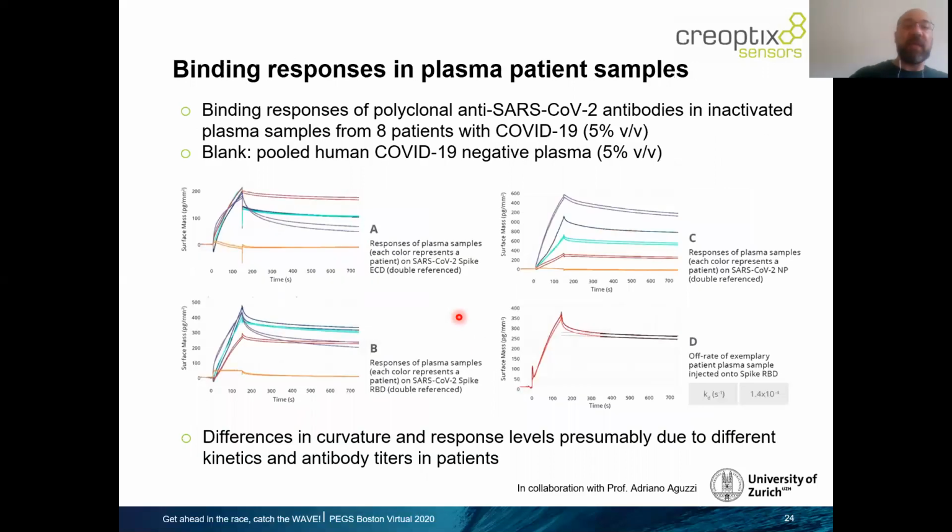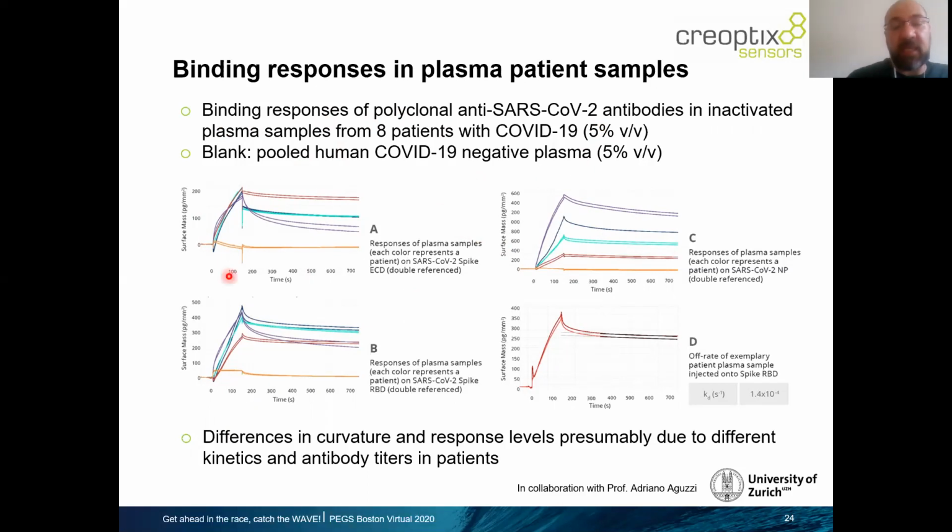And we went further, and we took samples from 8 patients that contracted COVID-19, and we could measure the binding responses of polyclonal anti-SARS-CoV-2 antibodies in inactivated plasma samples from these 8 patients. Each color here is a different patient. This is the data on the ECD, this is the data on nucleocapsid, and this is the data on the RBD. This is an ongoing study at the University of Zurich.